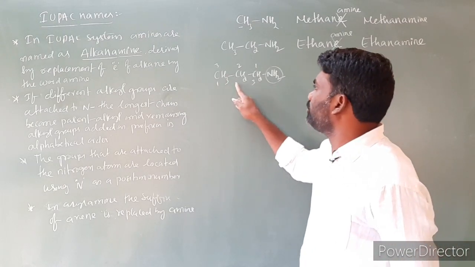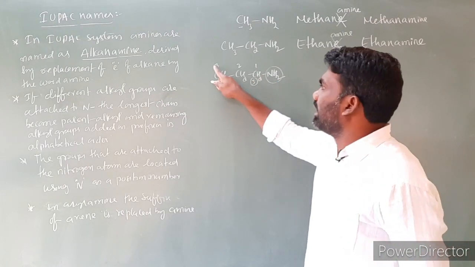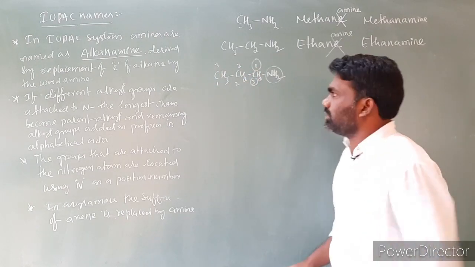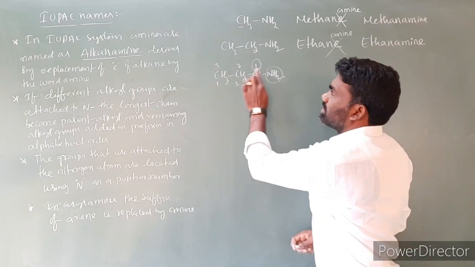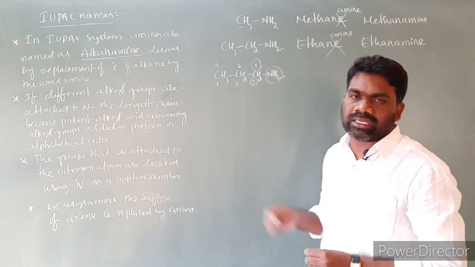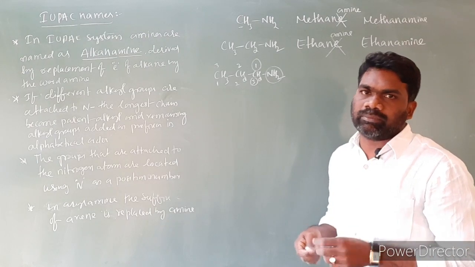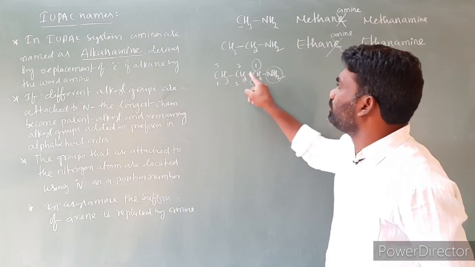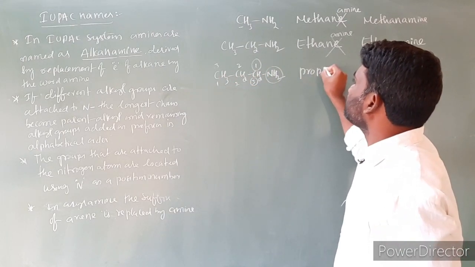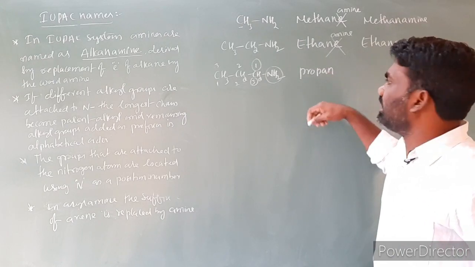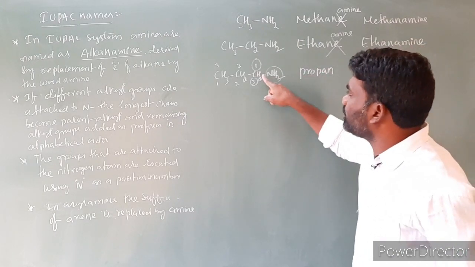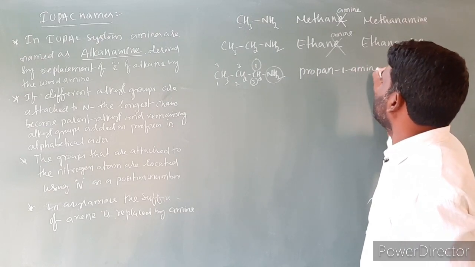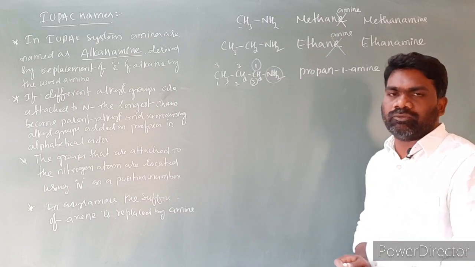In this direction 1, 2, 3, the functional group is getting the third number. In the other direction 1, 2, 3, the functional group is getting the first position. So we have to give numbering to the chain in such a way that the functional group, nothing but amine here, gets the lowest possible number. So first position. How many carbons? 1, 2, 3. 3 in the sense propane. I'm writing directly, E we have to remove. And at which position is the amine group present? First position. So the name of this compound is propan-1-amine.